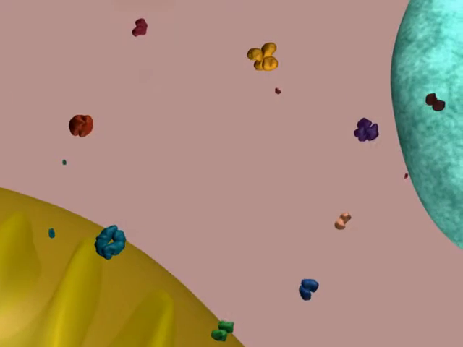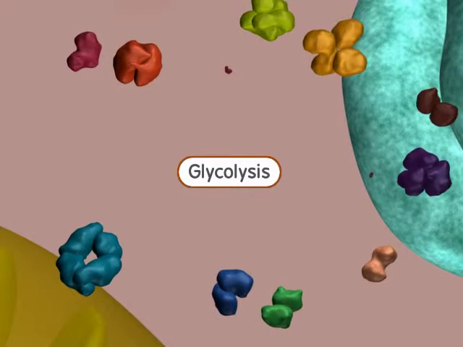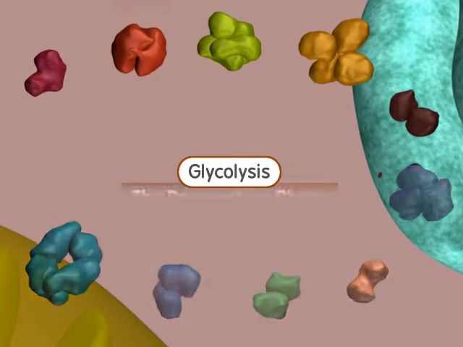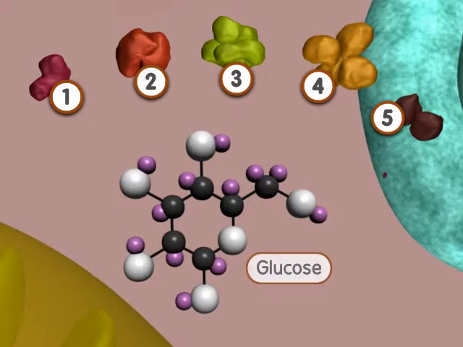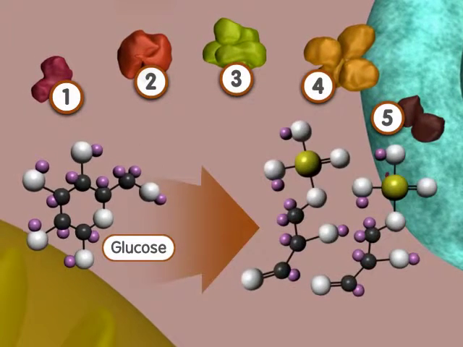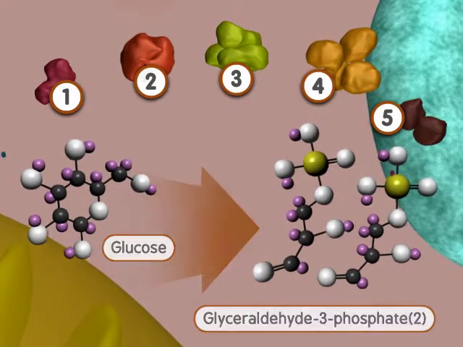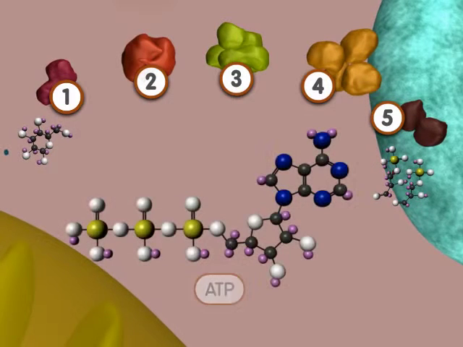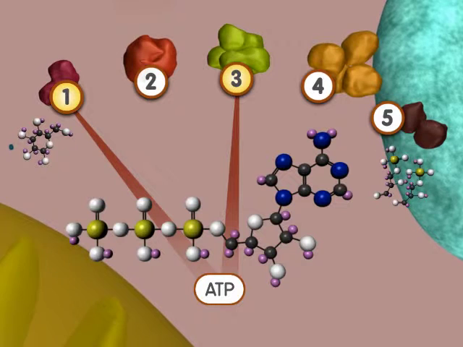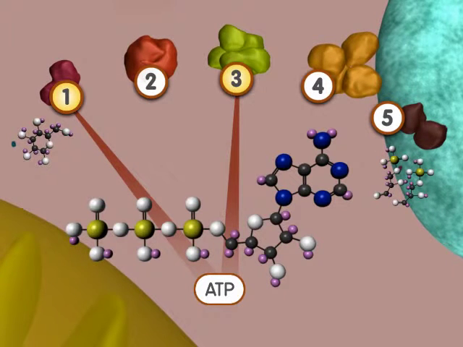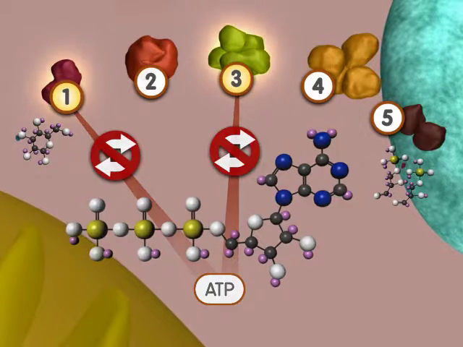Let's take a look at an overview of the key steps of glycolysis and focus on the input and output molecules. The first 5 steps of glycolysis convert a 6-carbon sugar, glucose, into 2 3-carbon sugars, glyceraldehyde 3-phosphate. To do so, ATP is consumed in the first and third steps. Both of these chemical reactions are catalyzed by an enzyme known as a kinase, and both reactions are irreversible.